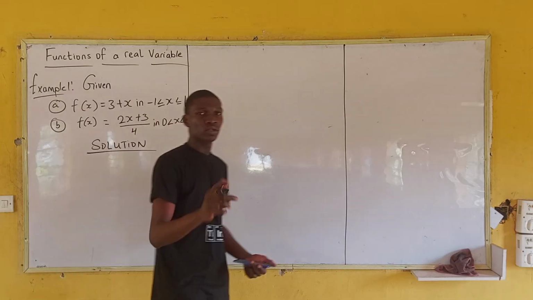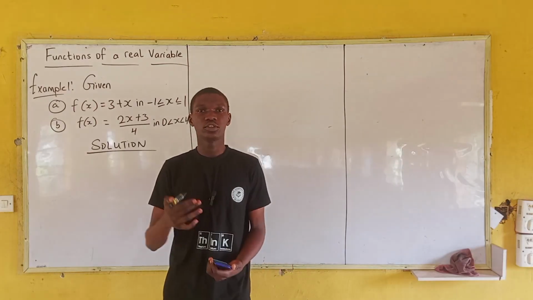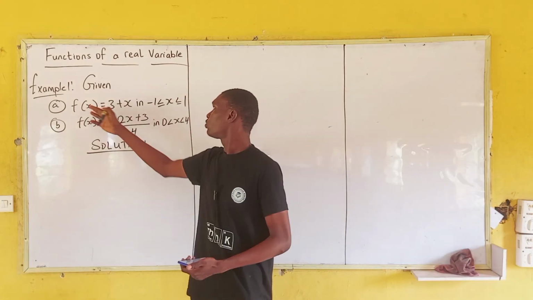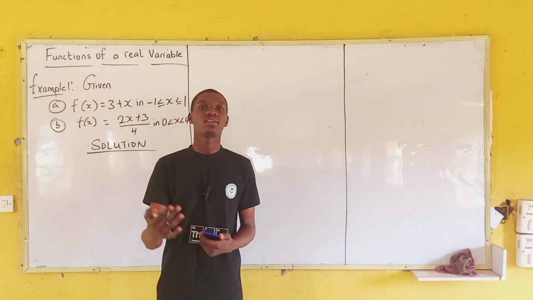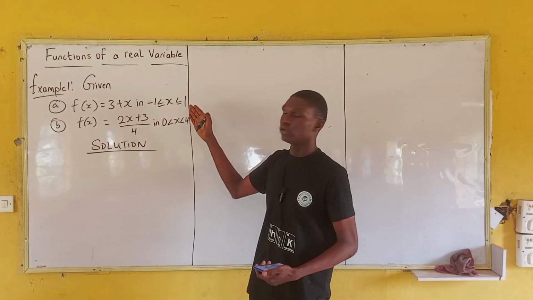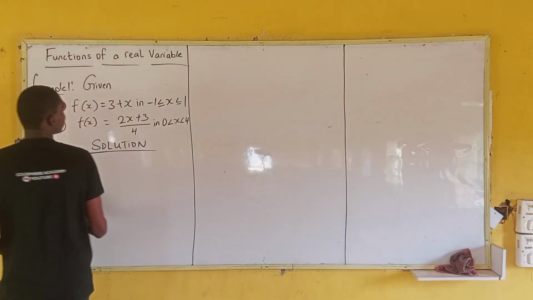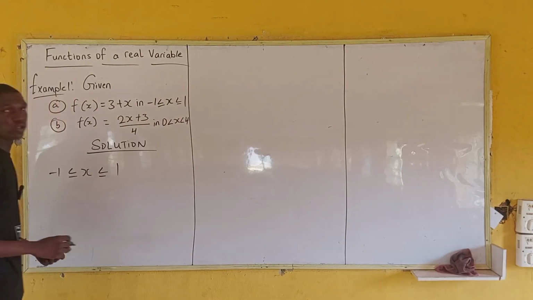So the first thing, it said f of x. When you see f of x, it simply means a function of x. So function of x is equal to 3 plus x. And outside, they give us the range at which x can be. x is in the range of minus 1 less than or equal to x, less than or equal to 1. Alright, let's translate that.